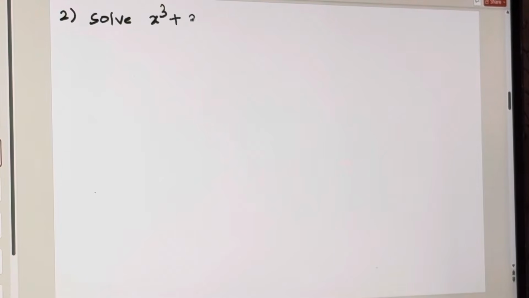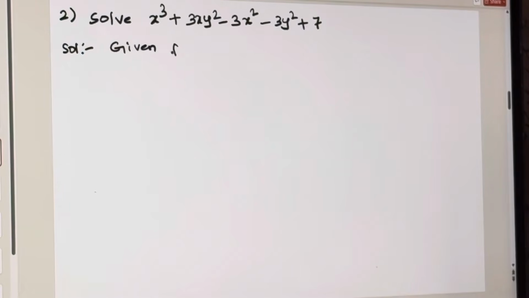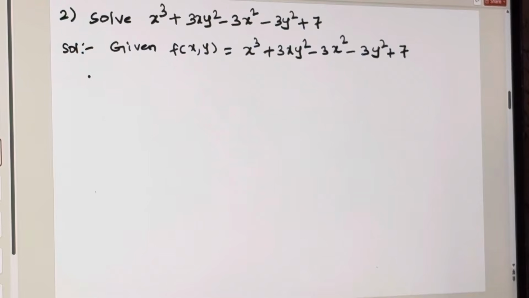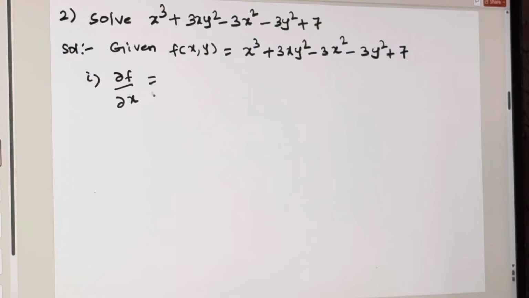Solve x cube plus 3xy square minus 3x square minus 3y square plus 7. Okay, how do we solve this sum? First step you will have to write given f of x comma y is equal to what is the given function? x cube plus 3xy square minus 3x square minus 3y square plus 7. Now you will have to, what is the first step students? Calculate dou f upon dou x. What is dou f by dou x?